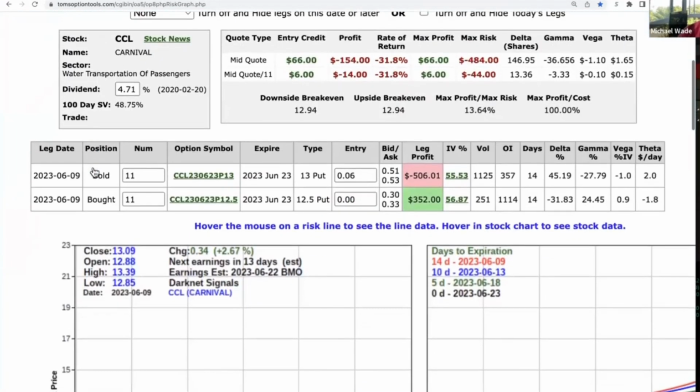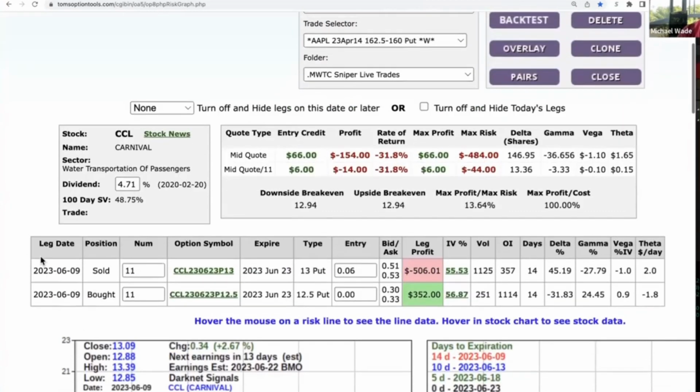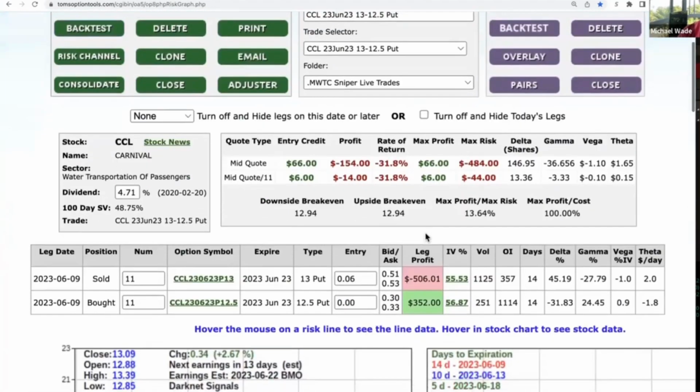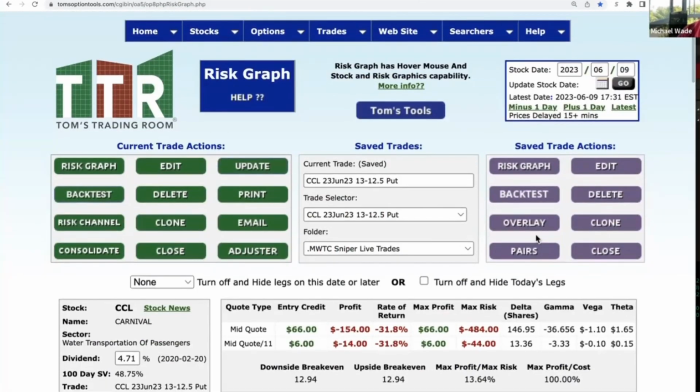This will be posted on the website under the forum, I should say. And I'm going to save this in Sniper Live Trade. So now that we got 6 cents, look, we're right close to our target here. All right, so 13.6% max profit potential, 14 days, delicious.